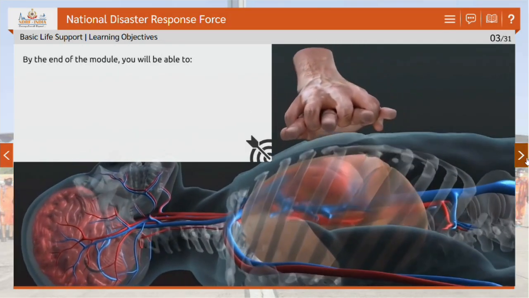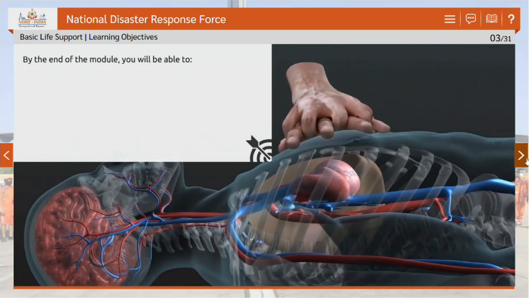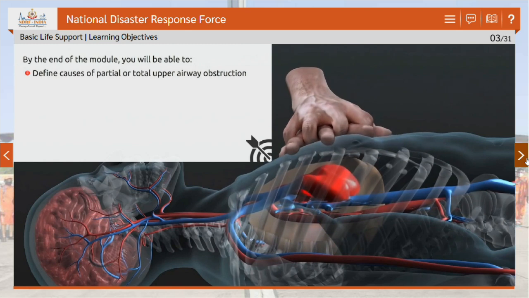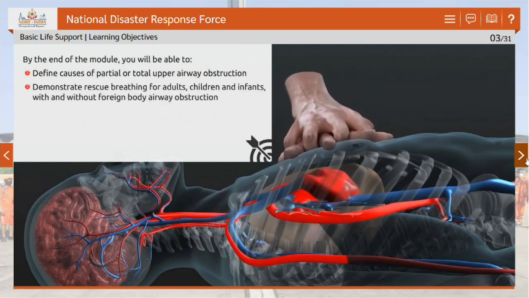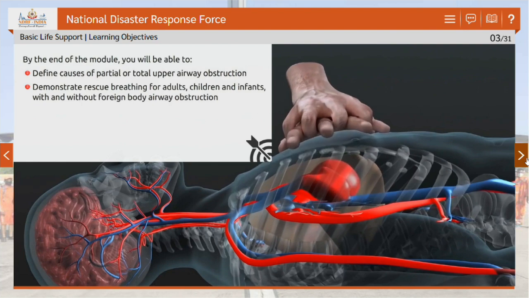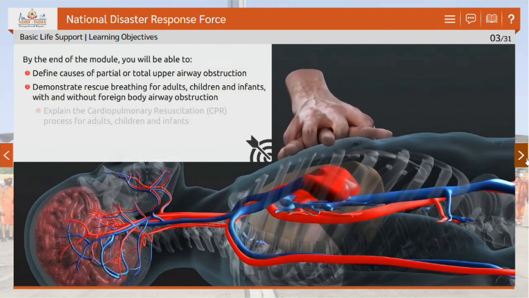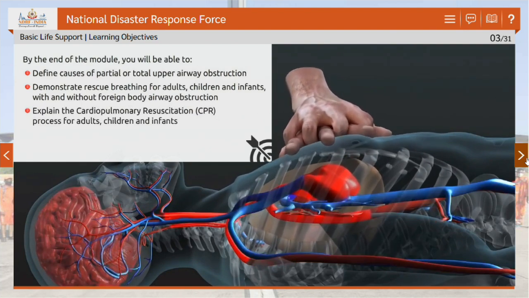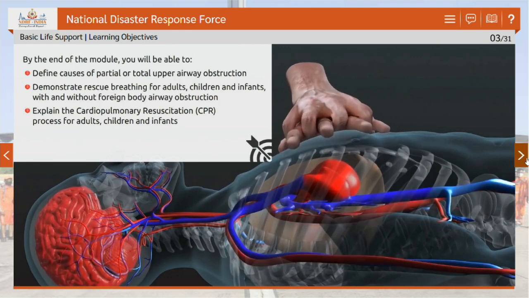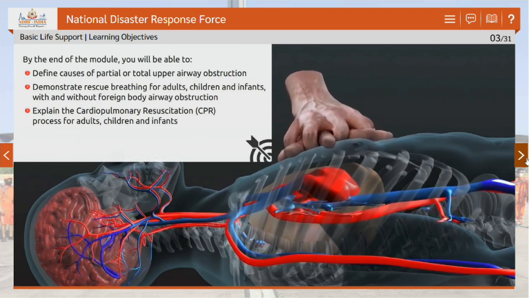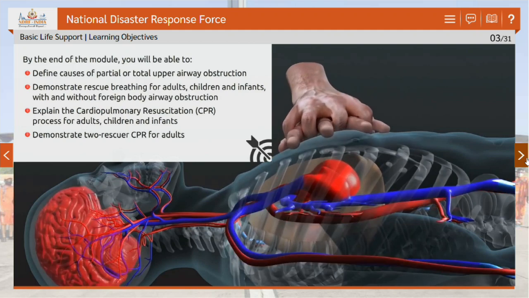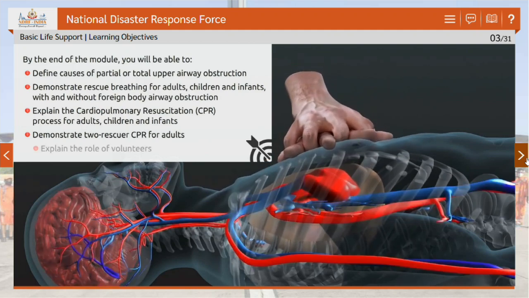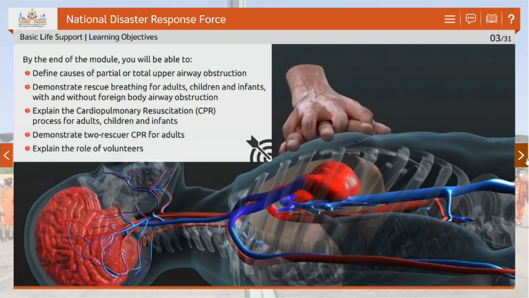By the end of this module, you will be able to define causes of partial or total upper airway obstruction, demonstrate rescue breathing for adults, children and infants with and without foreign body airway obstruction, explain the cardiopulmonary resuscitation or CPR process for adults, children and infants, demonstrate rescue cardiopulmonary resuscitation or CPR for adults and explain the role of volunteers.